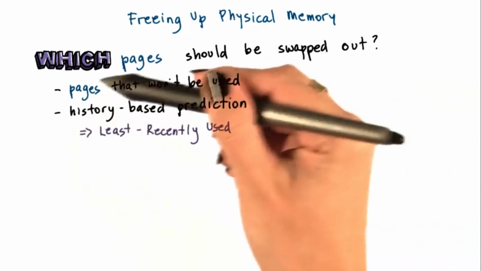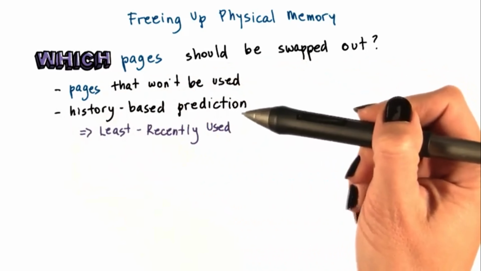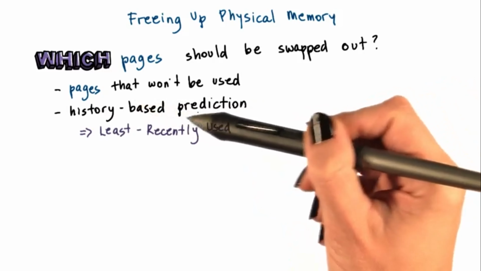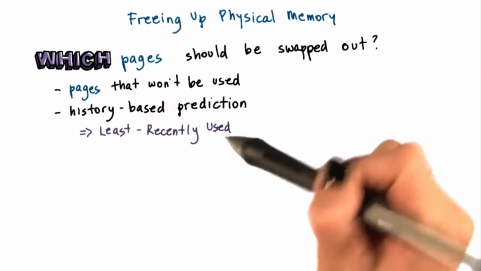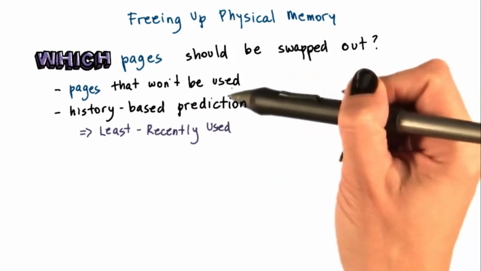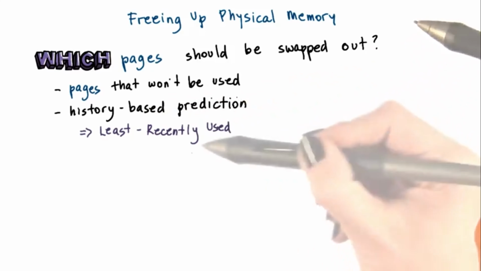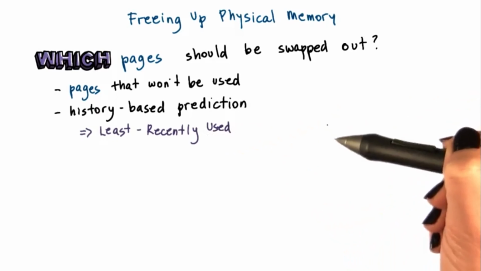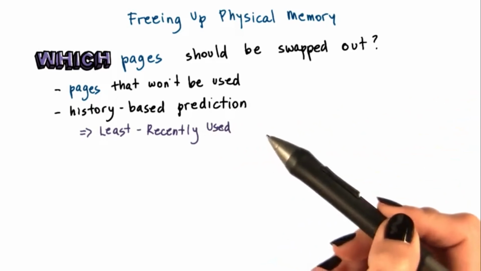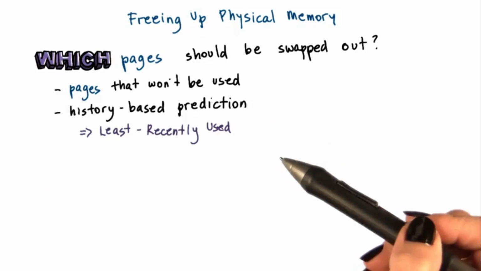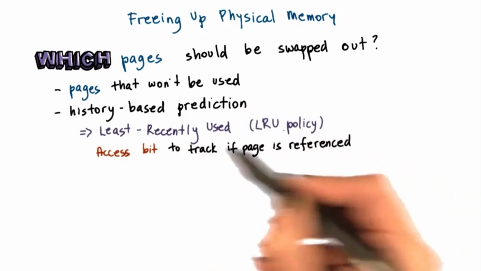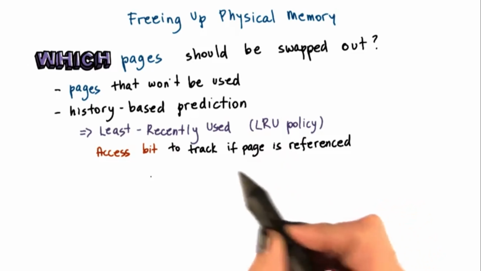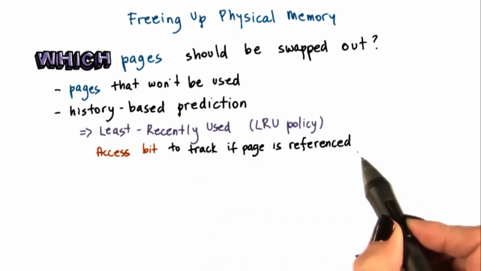The problem is, how do we know which pages will versus won't be used in the future? To make some predictions regarding the page usage, operating systems use some historic information. For instance, one common set of algorithms is to look at how recently or how frequently a page has been used, and use that to inform a prediction regarding the page's future use. The intuition here is that a page that has been used most recently is more likely to be needed in the immediate future, whereas a page that hasn't been accessed in a very long time is less likely to be needed. This policy is referred to as the LRU policy, least recently used, and it uses the access bit that's available on modern hardware to keep track of whether or not the page is referenced.